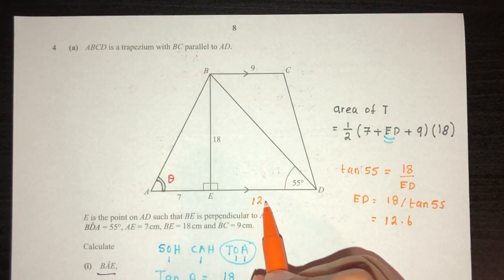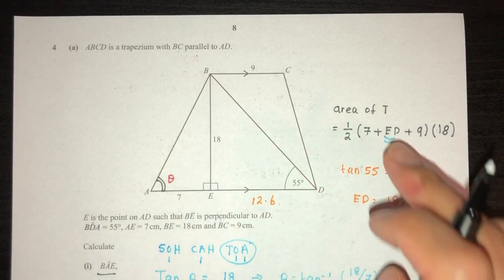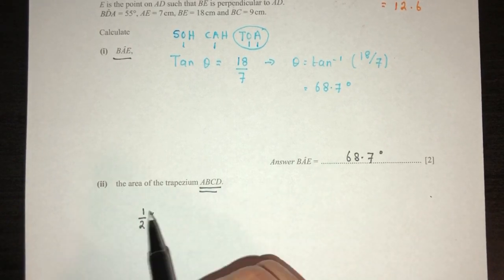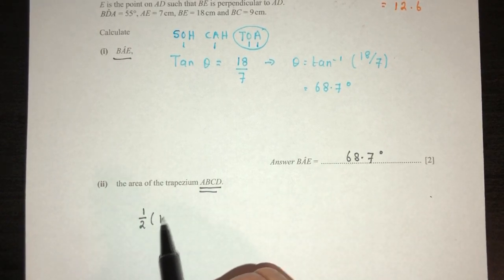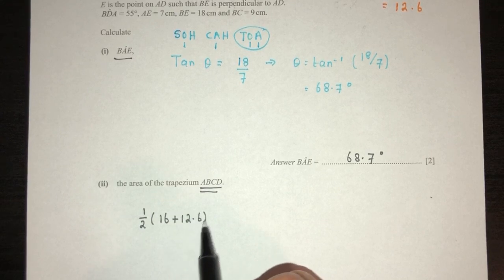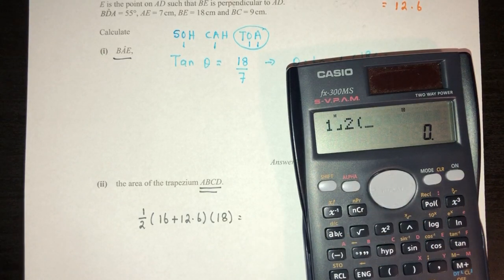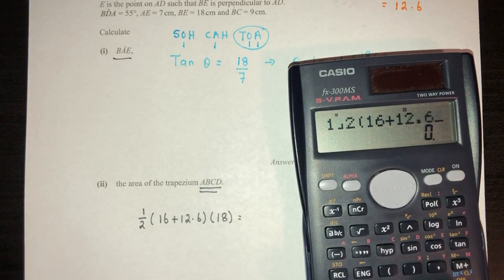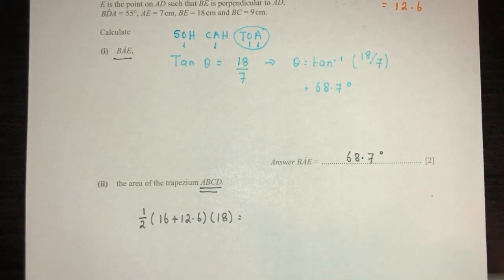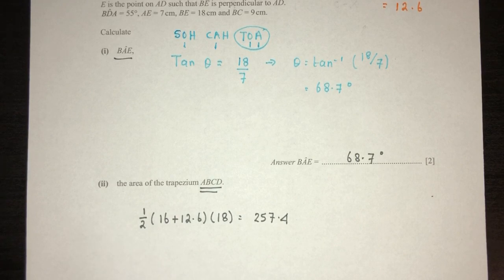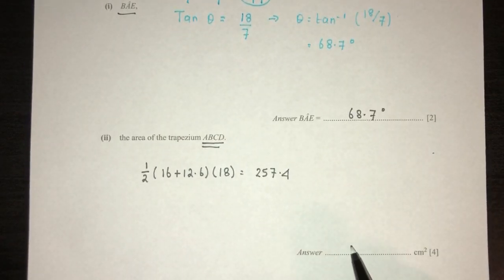So ED is 12.6. Replace it back in your equation, you will have half, and then 7 plus 9 is 16, plus 12.6, times the height, which is 18. Half times (16 plus 12.6) times 18 will be 257.4 for the area of the trapezium. Now, of course, you will write your answer correct to 3 significant figures. Okay, that will be your answer for part 2 of this question.